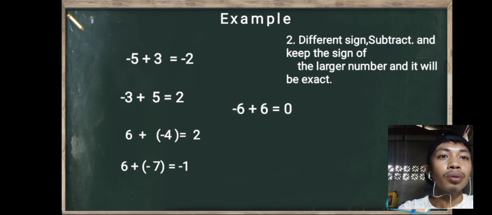And the last one we have is negative 6 plus 6. Same rules: we subtract the two integers because they have different signs. So 6 minus 6 will be 0.